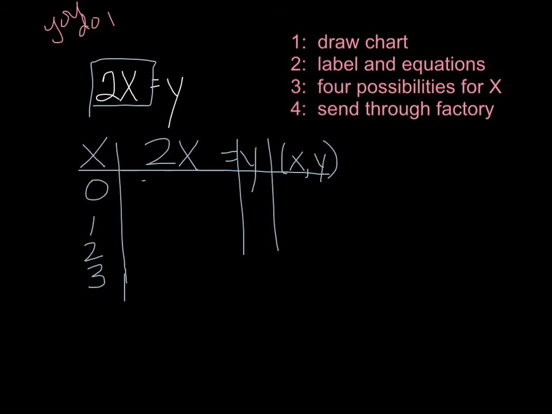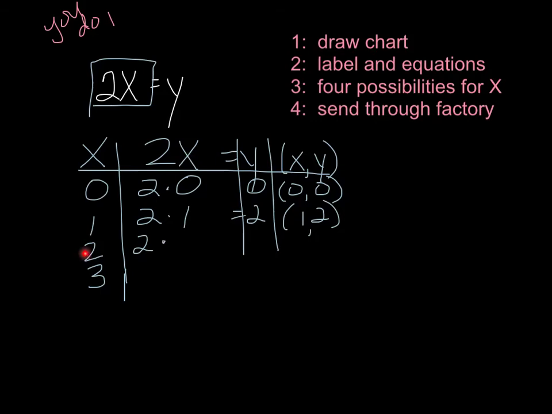Send them through the factory. 2 times, if x is 0, it's going to be 0. 0, 0. Like an owl. Woo. 2 times 1 equals 2. When x is 1, y is 2. This one, 2 times, this time x is 2, so I put 2 there, equals 4. 2 times 2 is 4. So when x is 2, y is 4.